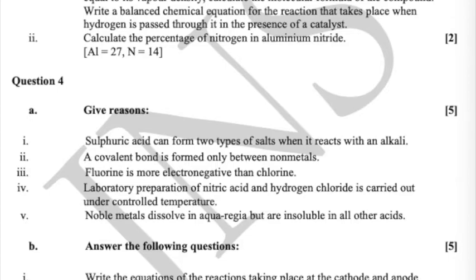And fifth one, noble metals dissolve in aqua regia but are insoluble in all other acids. So noble metals are usually very non-reactive and thus cannot get dissolved. But for aqua regia, during its formation, nascent chlorine is formed which attacks the noble metals and thus dissolves.